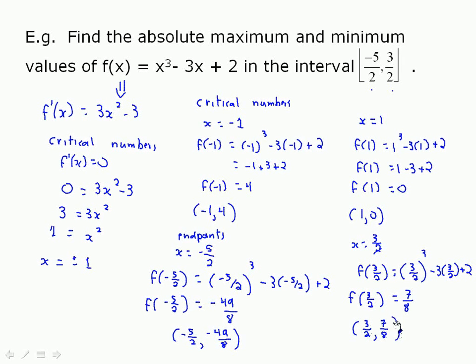And then it's just a matter of comparison. So don't turn this into a difficult operation. Whatever is the highest value for y becomes the absolute max. Whatever is the lowest will become the min. And so we compare y coordinates 4, 0, 7 eighths, 49 over 8. So this must be the absolute max. And then the smallest number, well, the only negative one is negative 49 over 8. So this is your absolute min.